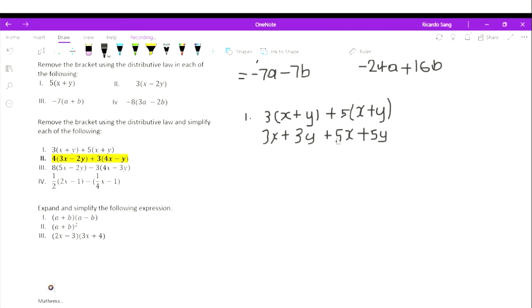All right. So when you do, now remove the bracket. Now we have to simplify. Put like terms together and then simplify. Let's put like terms together. It is going to become 3x plus 5x plus 3y plus 5y.